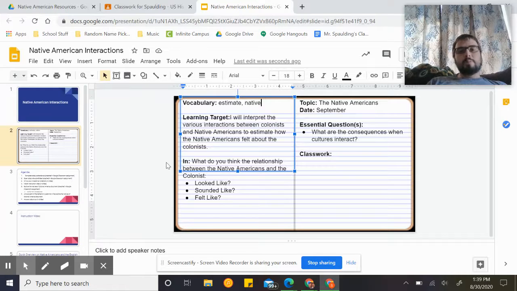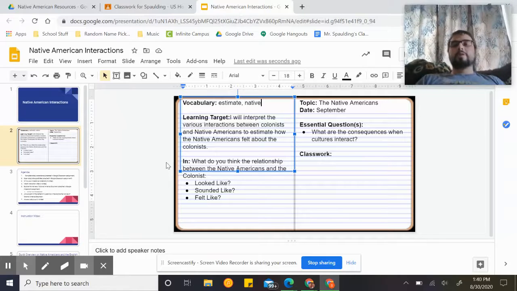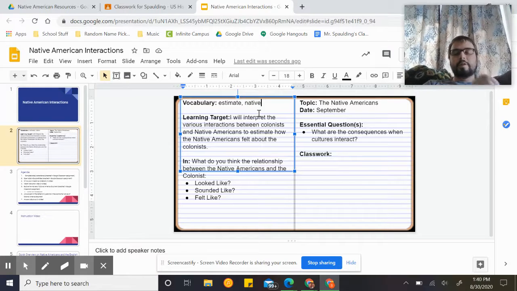So, in our notebook today, our vocabulary, we have two words. We have estimate. Okay, what does it mean to estimate? You guys should know this from science and from math and so forth. Okay, what is your hypothesis? What is your best guess going to be? Okay, and then the word native. You guys are going to see it lots where we talk about Native Americans as natives. What does it mean to be a native of somewhere? Okay, that's not a negative term. Okay, what was the proper use of that term native mean?